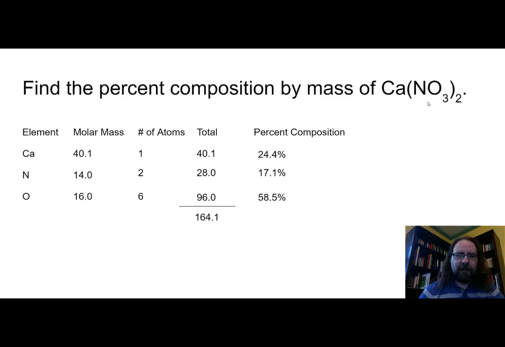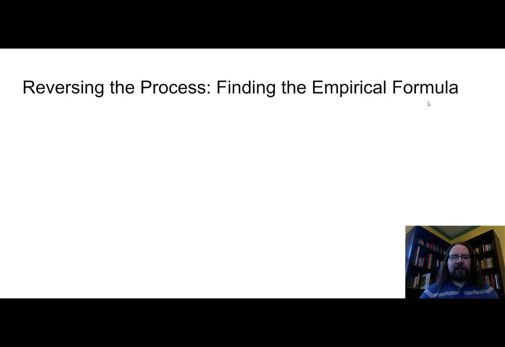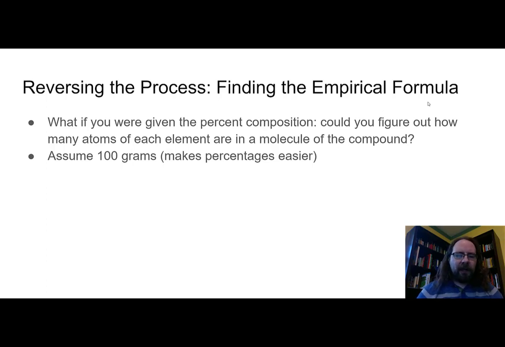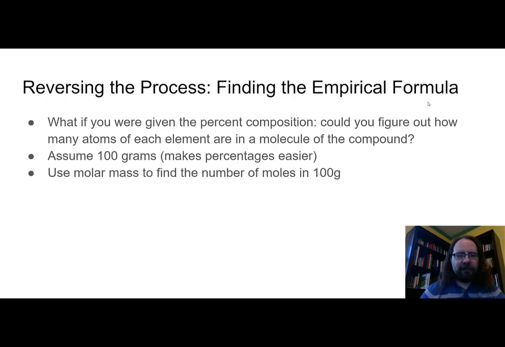But the trickier question is, what about going the other way? If I gave you the percent composition, could you figure out how many atoms of each element are in a molecule of the compound? This actually is a little trickier, but it really just is the reverse of everything we just did. Instead of assuming 1 mole, we're going to assume 100 grams, because we're starting with mass and we're trying to find molar ratio. Assuming 100 grams makes it easy to work with percents, as they're out of 100.